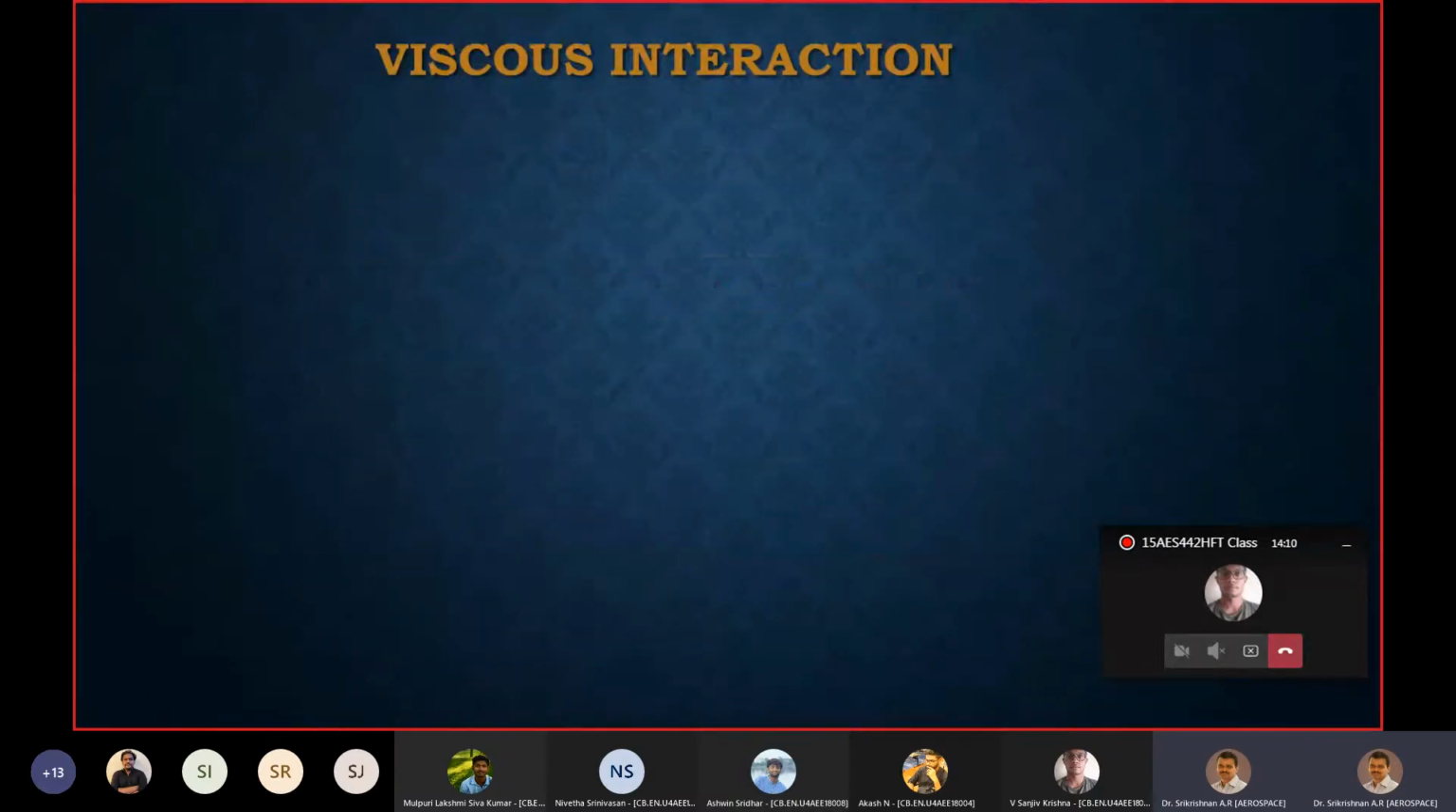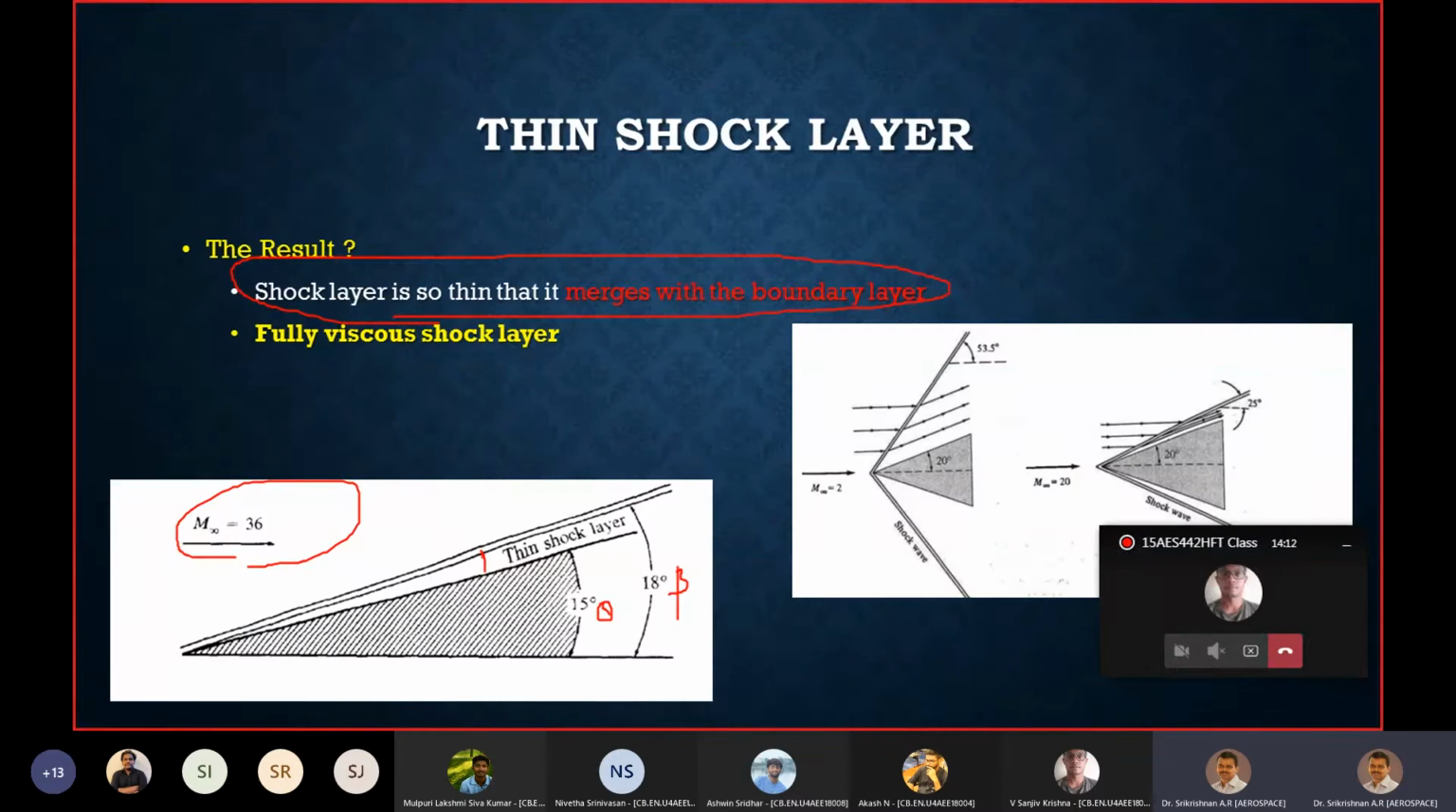We will be discussing that later in the course, how the thin shock layers, how some of those properties are made for actually simplifying the calculations of pressure distribution along the body. We will be addressing that soon. So that's one thing, thin shock layer.